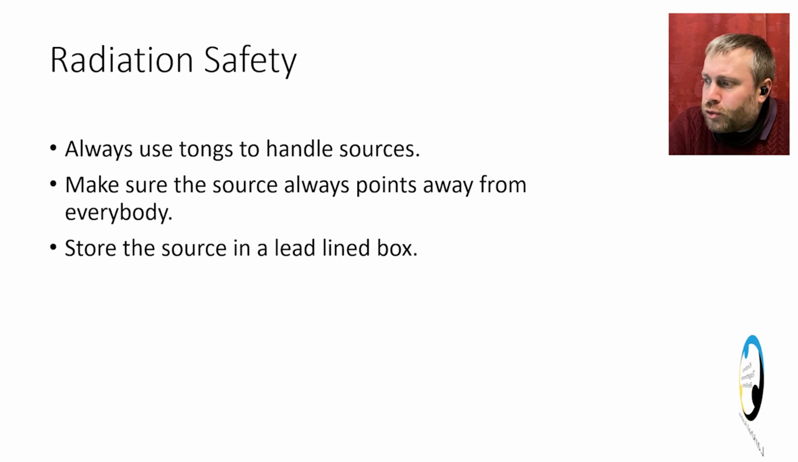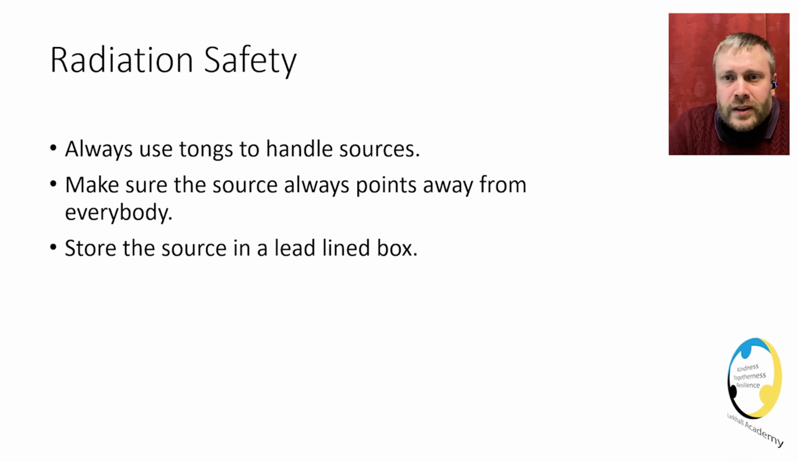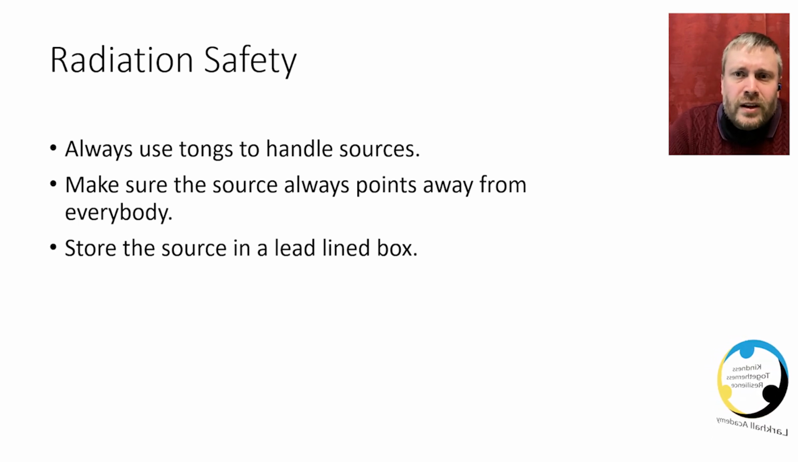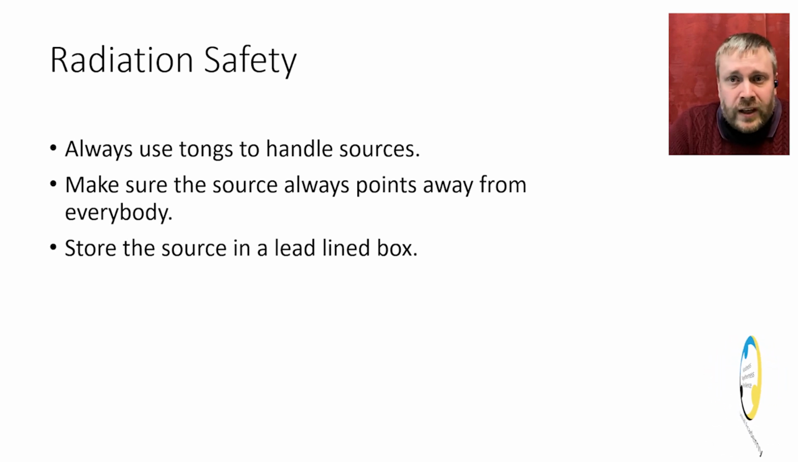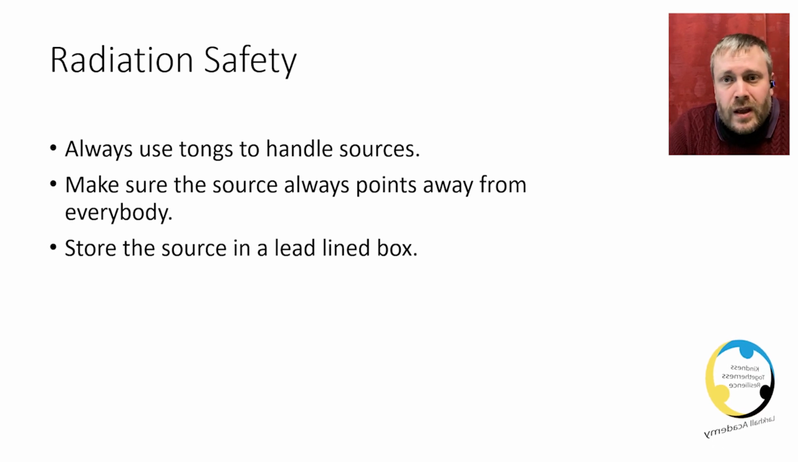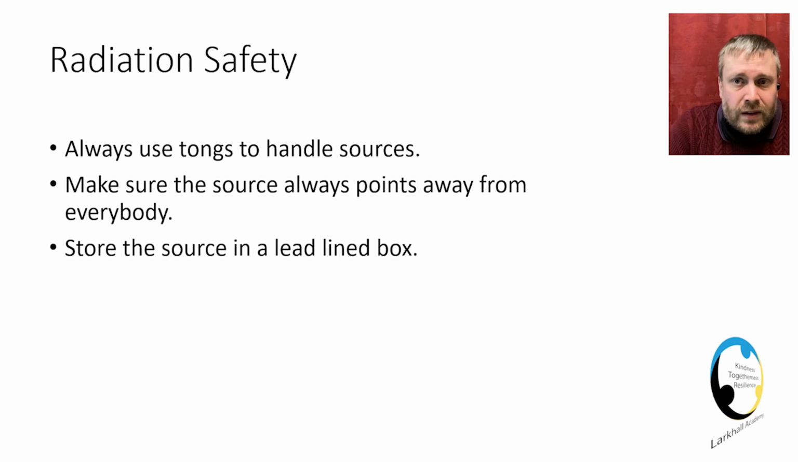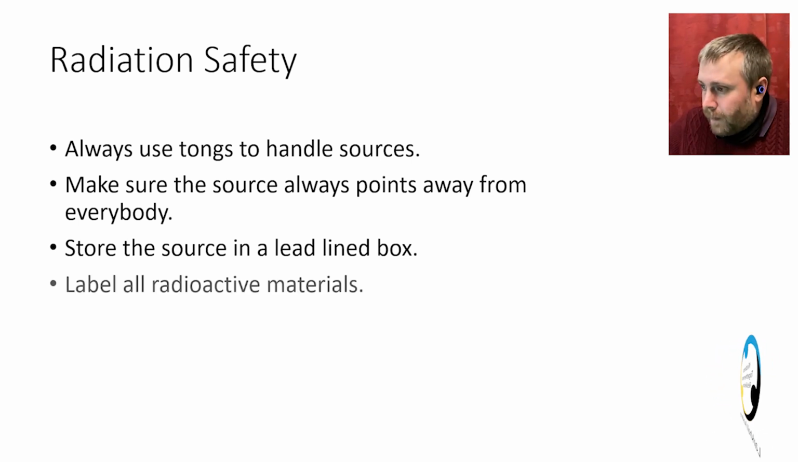Always store your sources in a lead-lined box. Now, you remember that we talked about the different things that we need to stop different types of radiation. If you've got it in a lead-lined box, then that's going to be stopping most of the gamma rays from escaping. The alpha particles aren't going to get through lead, because we only need paper to stop them. The beta particles, we only need aluminium, so the lead will stop them as well. So the lead's going to prevent most of the gamma radiation getting out as well. So it's going to keep us as safe as possible.